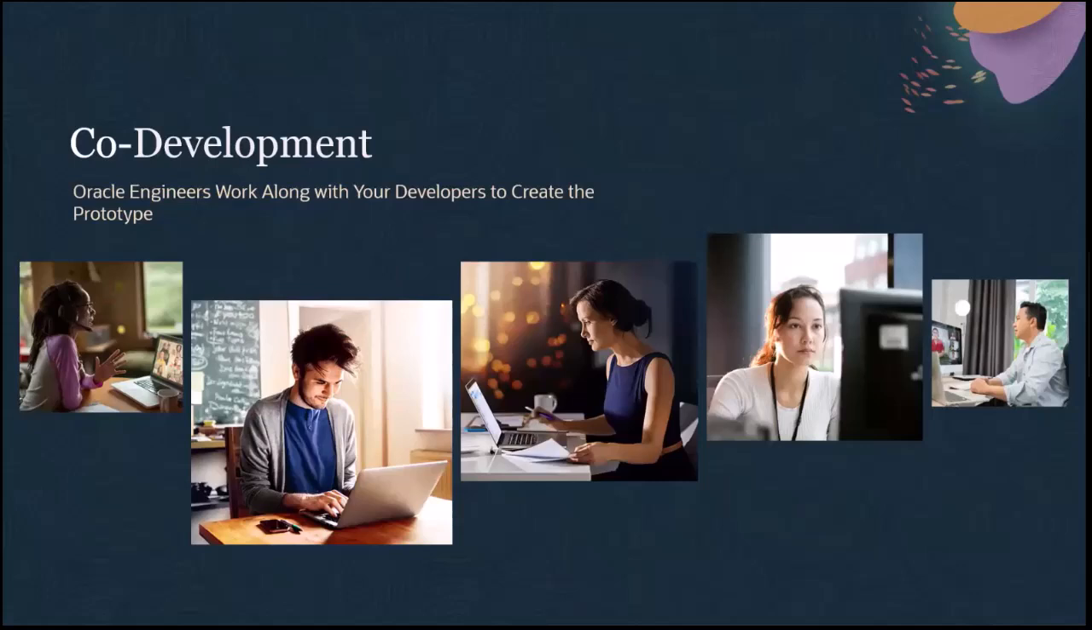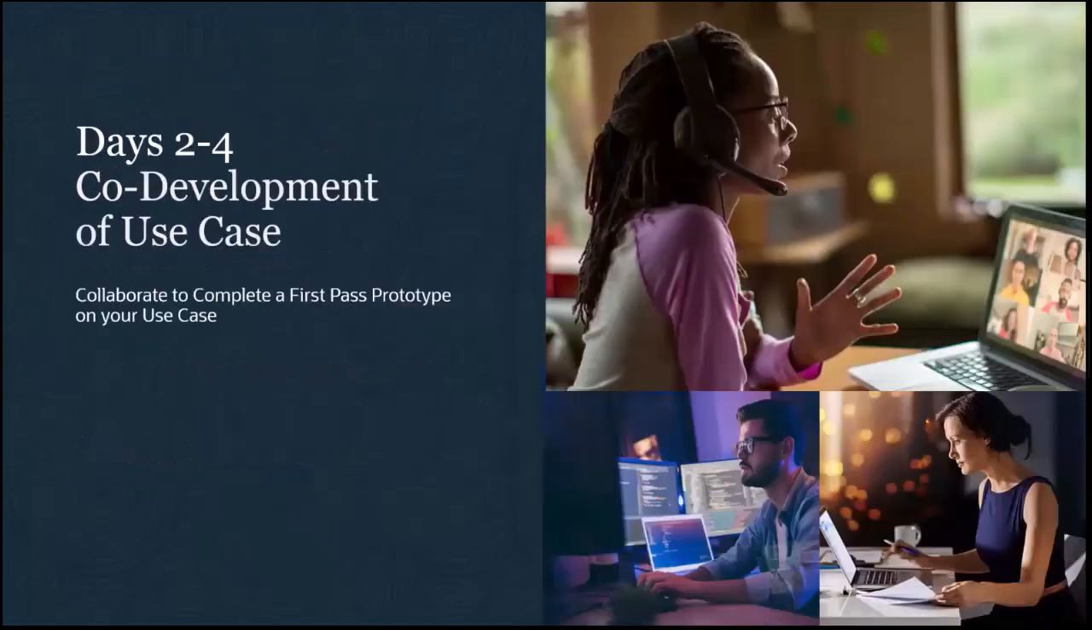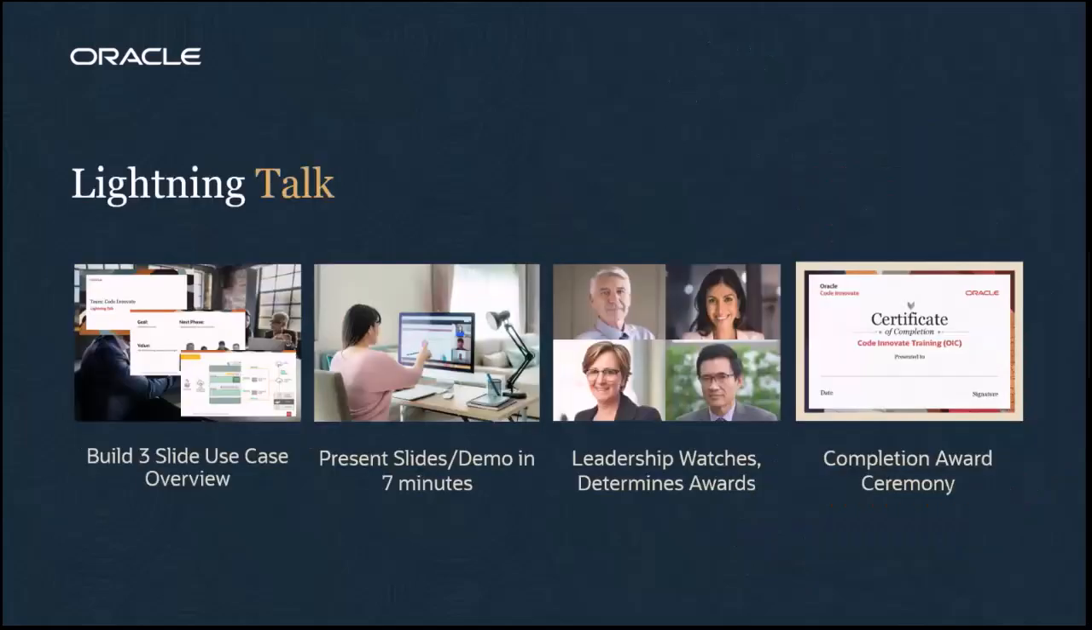This is my favorite part. This is the bulk of the week, co-development, where we just put pen to paper and work on your use case, whatever that may be. After every day, we check in. What do we need to accomplish for that day? What did we accomplish the previous day? And then we just get back to work. So we work throughout the week on the use case. And then on the last day, we present what we've worked on throughout that week. This is called our lightning talk, a very brief presentation where we show what worked, what didn't work, what we liked, what we didn't like, and what we accomplished throughout that week.